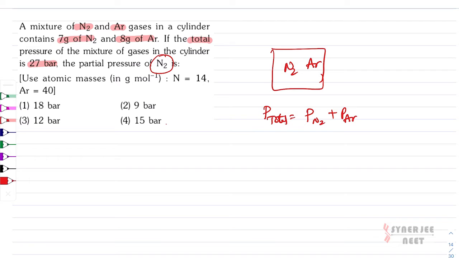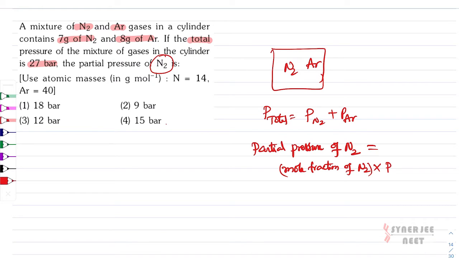Now here, the partial pressure of any gas is equal to the mole fraction of the gas in the mixture multiplied by the total pressure. This is Dalton's law of partial pressures. So the partial pressure of N2 is being asked. So this can be written as the mole fraction of N2 multiplied by the total pressure. This is already given. The total pressure is already given.